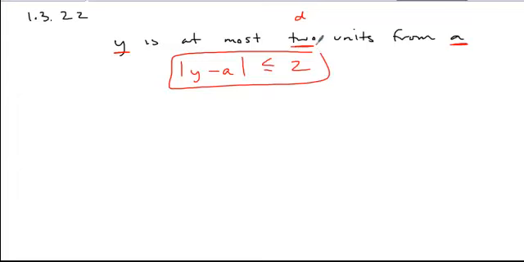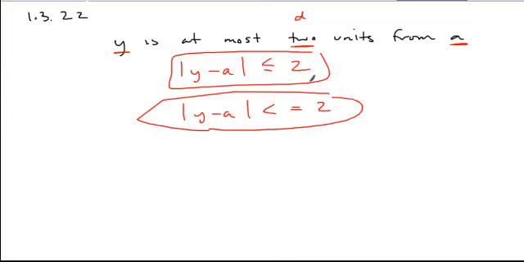Right. So when you're submitting these online, again, it's the vertical bar key on your keyboard, which is shift and then the backslash right above the enter key. And then y minus A, same vertical bar, less than or equal to 2. So this is how you would enter that online.